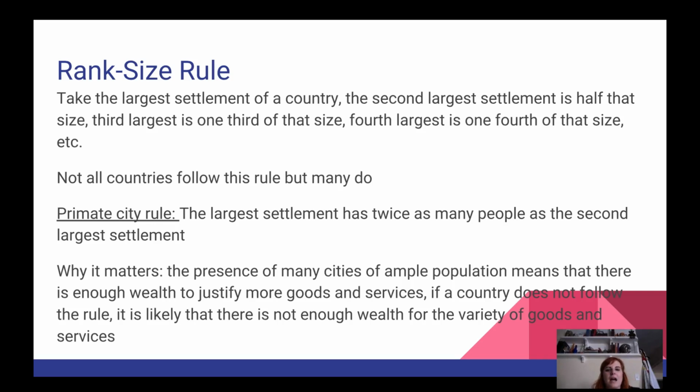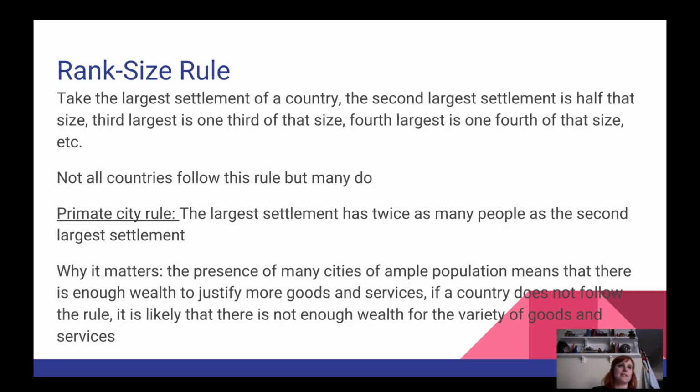Okay. I don't know if I'd call it a model, it's really a rule, the rank size rule. If you take the largest settlement of a country, the second largest settlement is half that size. Ow! My dogs are biting me. Third largest is a third of that size. And guess how big the fourth largest is? A quarter of the size. Not all countries follow this rule, but lots of them do.